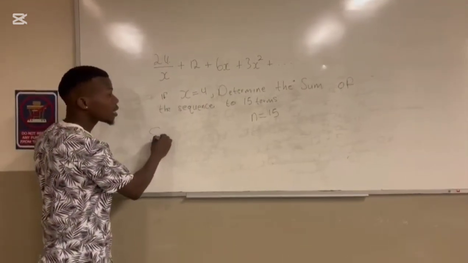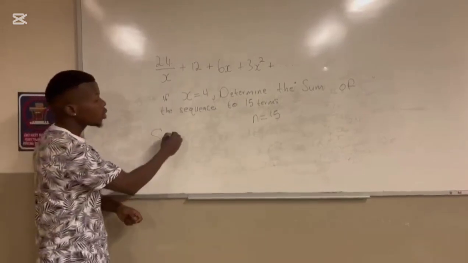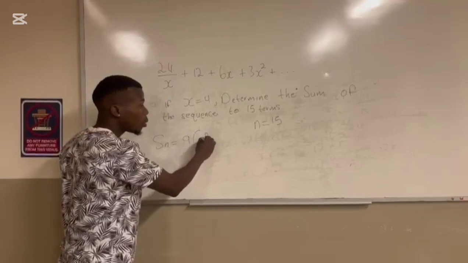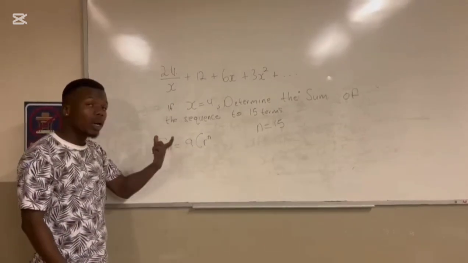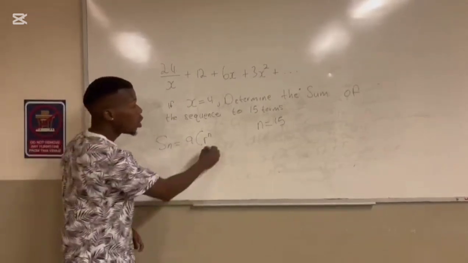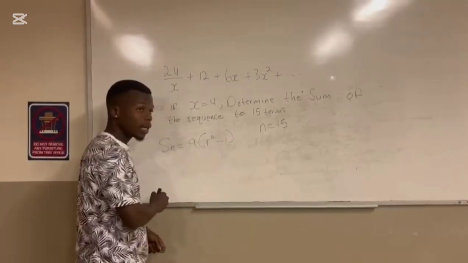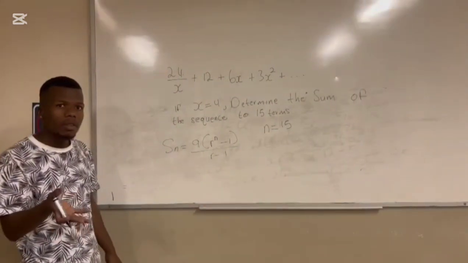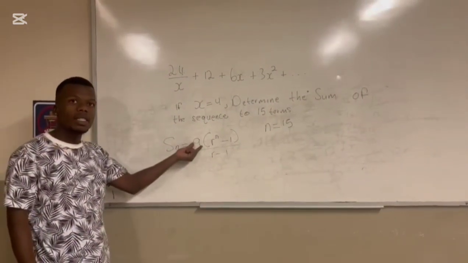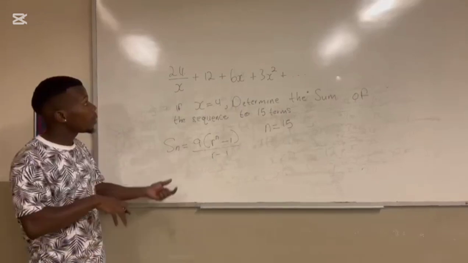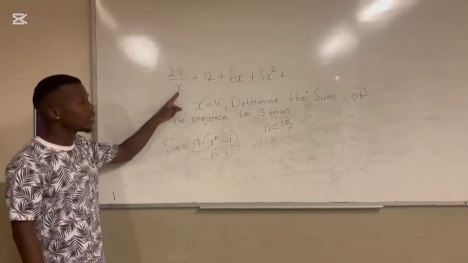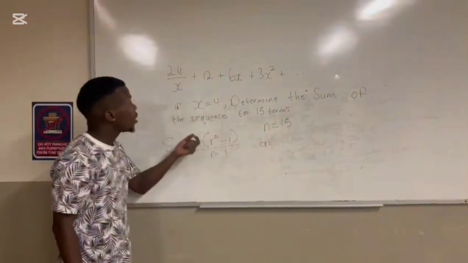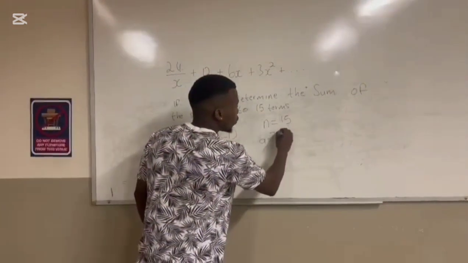Let's remind ourselves of the sum formula for the first n terms of the geometric series. Sn is equal to a, the first term, open bracket, r to the power of n, where r is the common ratio, minus 1, close bracket, divided by r minus 1. It means I need to determine my first term and my constant ratio. Remember, the first term in terms of x is 24 divided by x. Meaning a is equal to 24 over x.